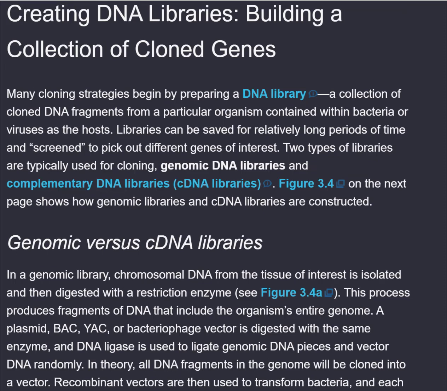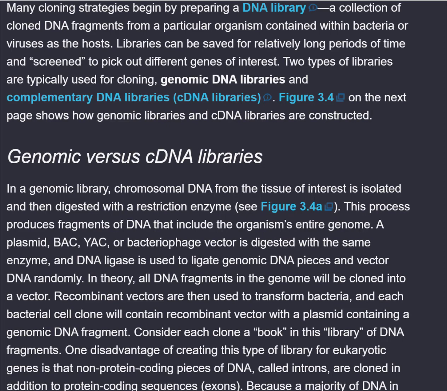Creating DNA libraries, building a collection of cloned genes. Many cloning strategies begin by preparing a DNA library, a collection of cloned DNA fragments from a particular organism contained within bacteria or viruses as the hosts. Libraries can be saved for relatively long periods of time and screened to pick out different genes of interest. Two types of libraries are typically used for cloning: genomic DNA libraries and complementary DNA libraries, cDNA libraries. Figure 3.4 on the next page shows how genomic libraries and cDNA libraries are constructed.